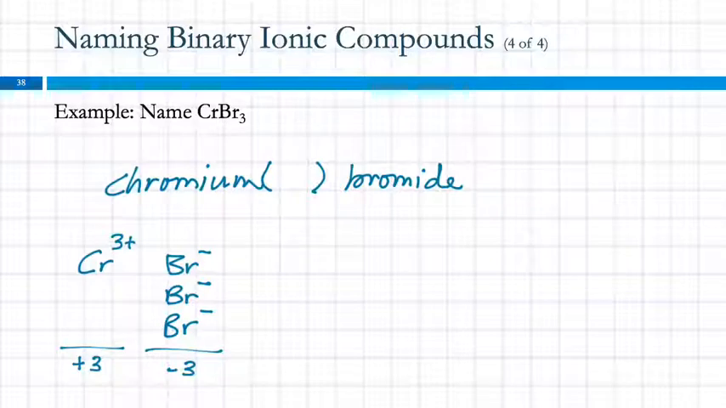Does that make sense? Draw them all out and do it like this if you need to. You do that a few times and then you can just kind of look at it and say, oh, well, that's got to be 3+. So this is chromium with a 3+ charge, and so its name is chromium(III).